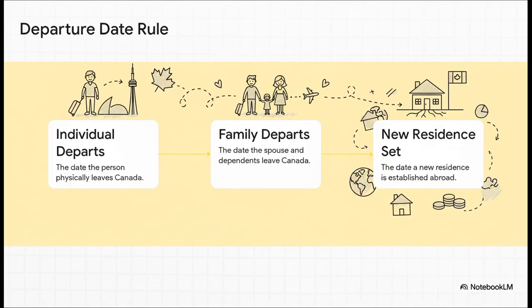The rule here is actually quite clear. The CRA will use the latest of these key dates. So even though Mark himself left on February 1st, his family didn't leave until June 15th. And because family is such a primary tie, that's the date that matters. For tax purposes, Mark was a Canadian resident right up until June 15th, meaning he pays Canadian tax on all his income from all over the world up to that point.